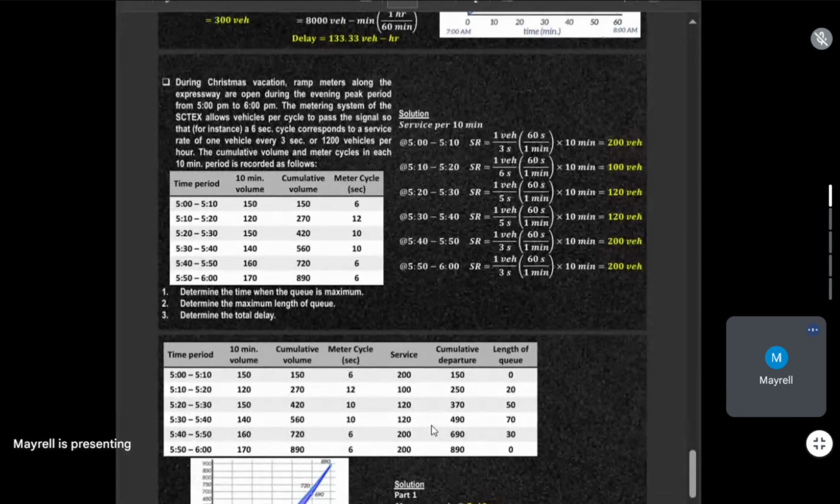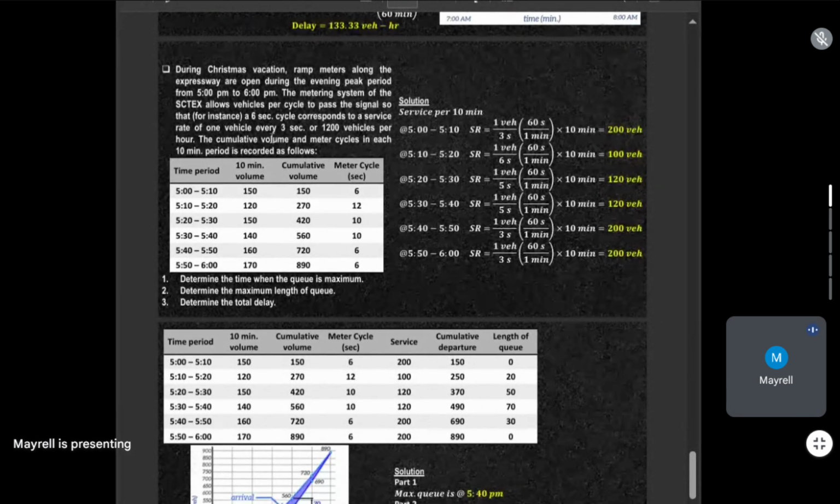So during Christmas vacation, ramp meters along the expressway are open during the evening peak period from 5 p.m. to 6 p.m. The metering system of the SCTEX allows vehicles per cycle to pass the signal so that, for instance, a 6-second cycle corresponds to a service rate of 1 vehicle every 3 seconds, or 1,200 vehicles per 1 hour.